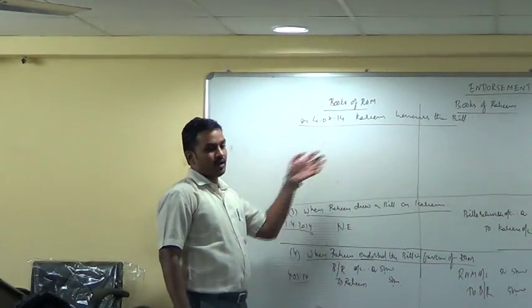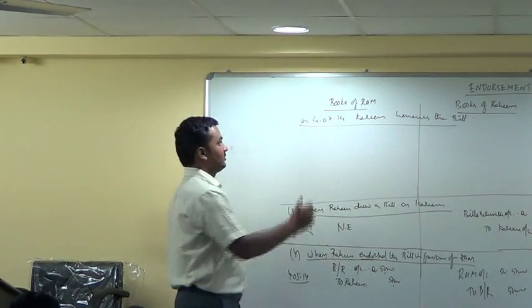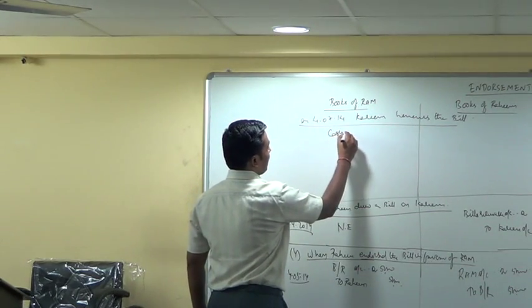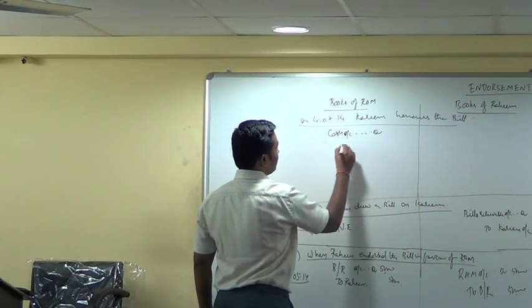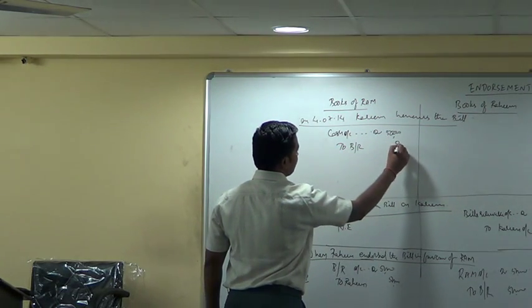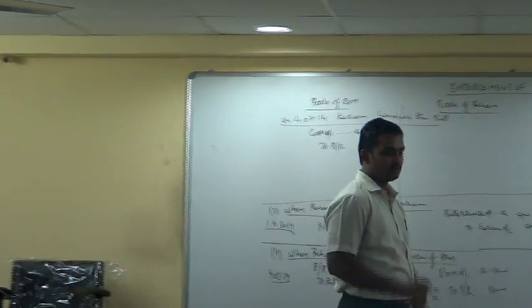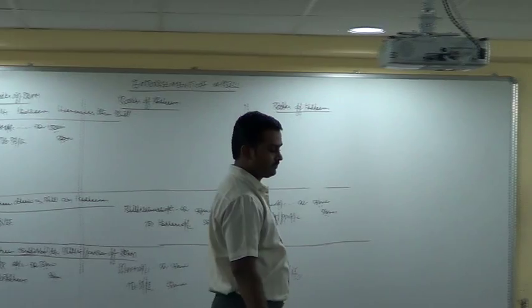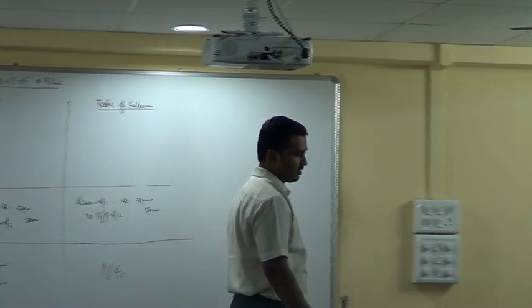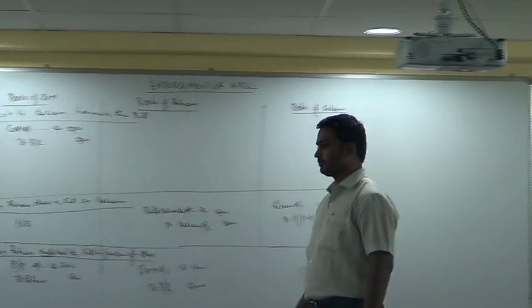What is the entry in the books of Ram? He will give the bill back and take cash. What is the entry? Cash account, debit, to bills receivable account.